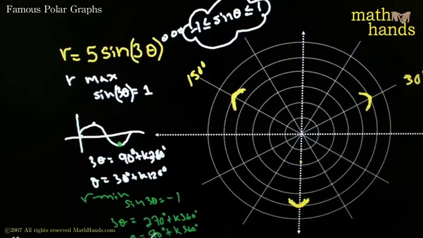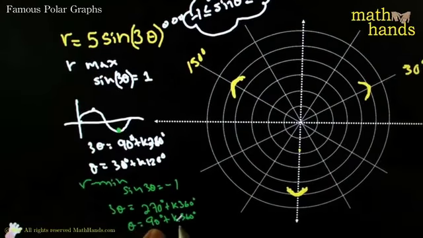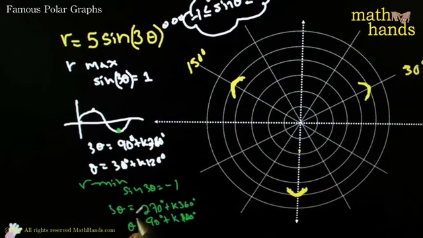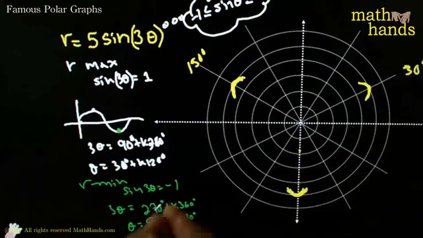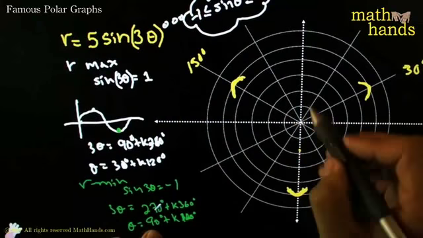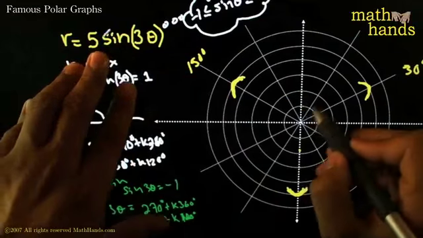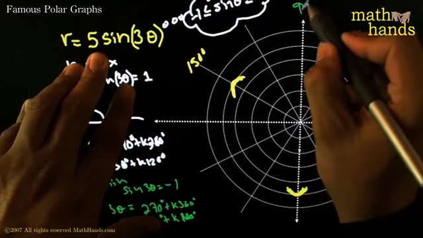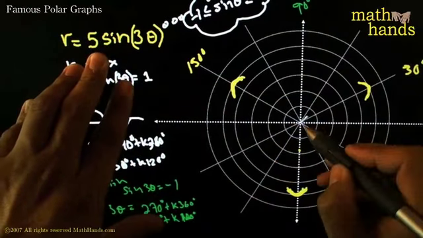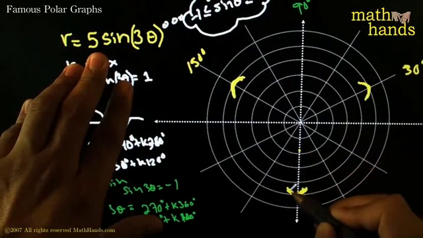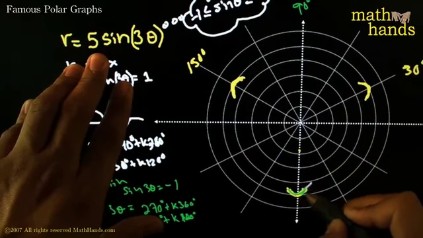Multiples of 120, I divided everything by 3. At these points, R reaches its minimum. It can never go backwards more than that. So at 90 degrees, this would be negative 1, so this would be negative 5. So at 90 degrees, here's 90 degrees, I have to go negative 5. 1, 2, 3, 4, 5. It's exactly the same one.